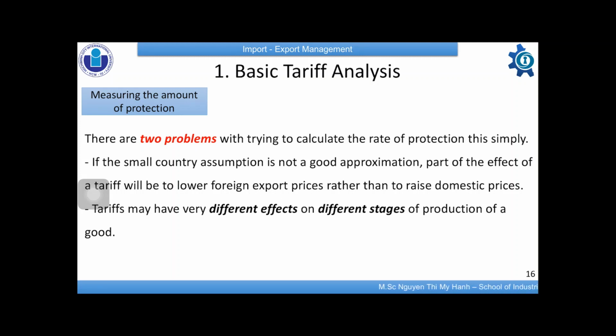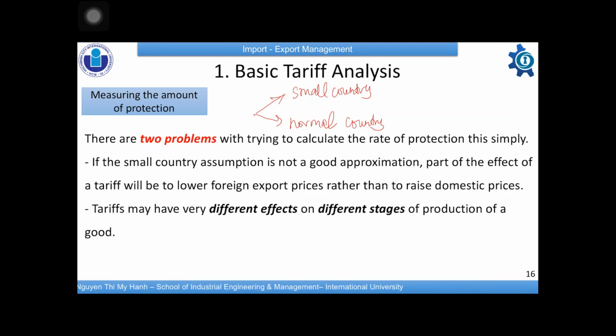When we try to measure the amount of protection, we need to pay attention to two different problems. The first problem is the different effect of tariff on different countries. Do you still remember the effect of tariff on a small country and a normal country? Normal country means a big country or medium country, but not a small country. The same tariff will have a different effect on a small country than on a normal country. How different is it?